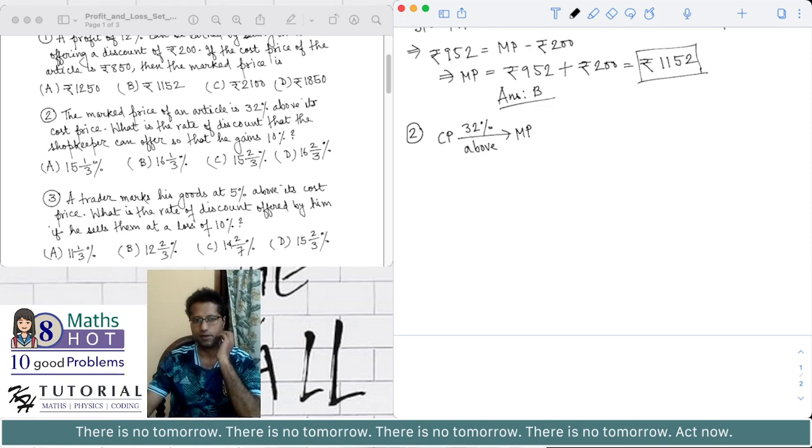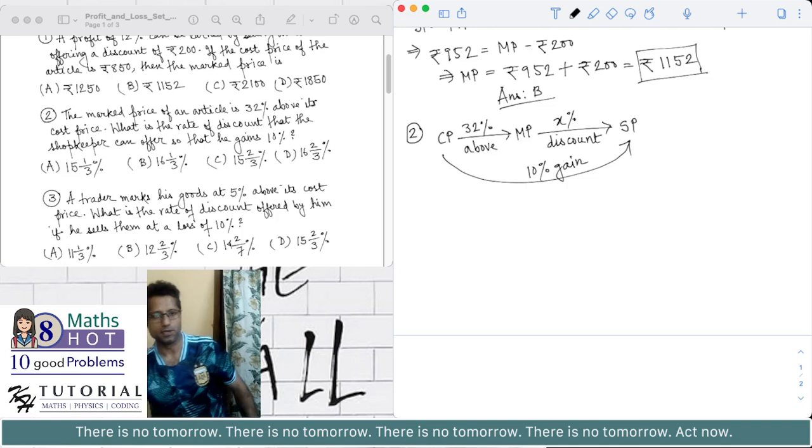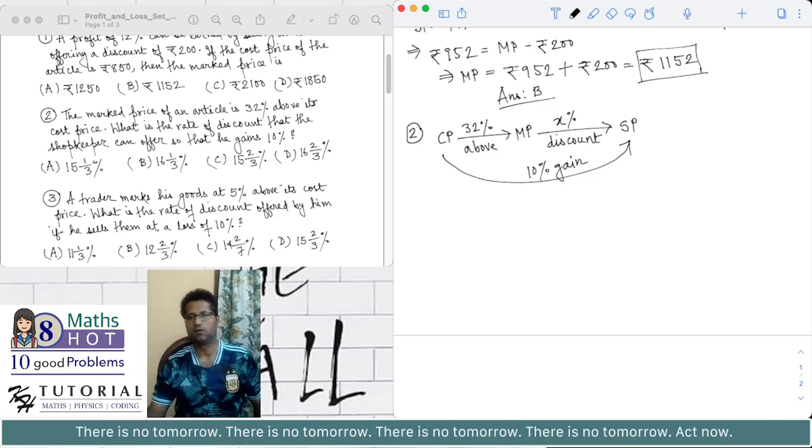What is the rate of discount that the shopkeeper can offer so that he gains 10%? So let the required discount be X%, and after applying the X% discount on the mark price, we have the selling price, and this selling price will be such that the shopkeeper will have a gain of 10%. So I can say from CP to SP there is a 10% gain. This is more or less the visual representation of the given problem statement. So I have to find X.